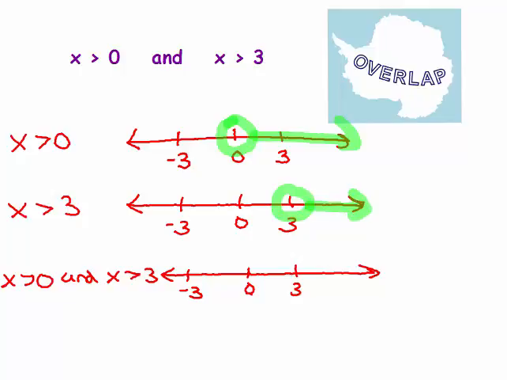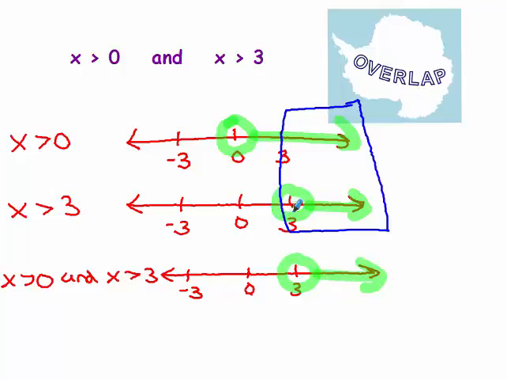Where are they both being shaded? Where do they overlap? Right here. So my final graph is an open circle on 3 shaded to the right. It's open because this part's not shaded. Both would have to be shaded for this to be shaded also.